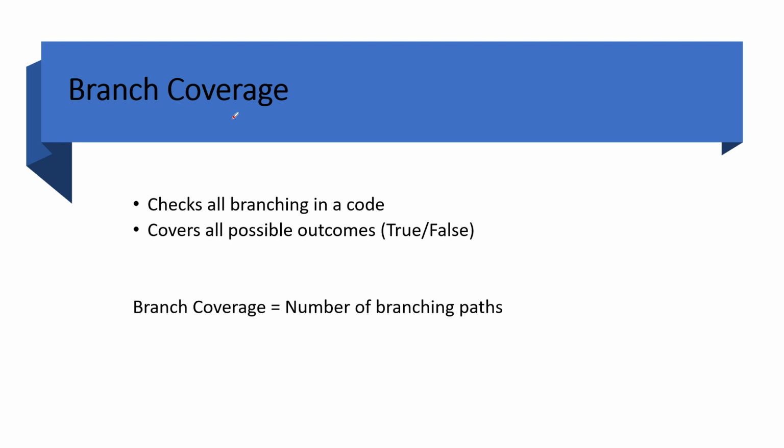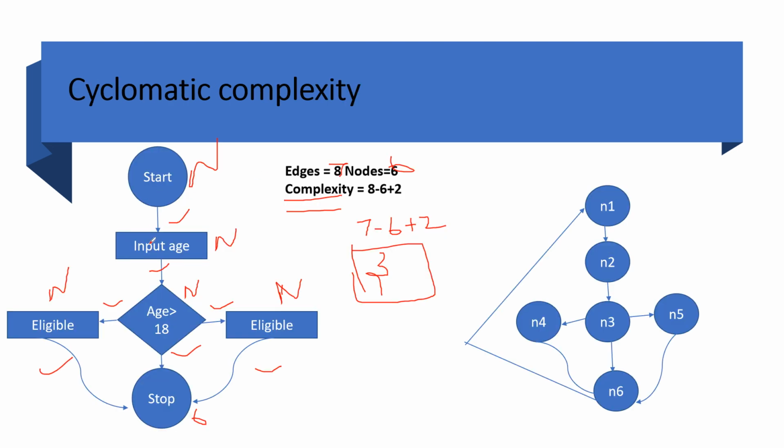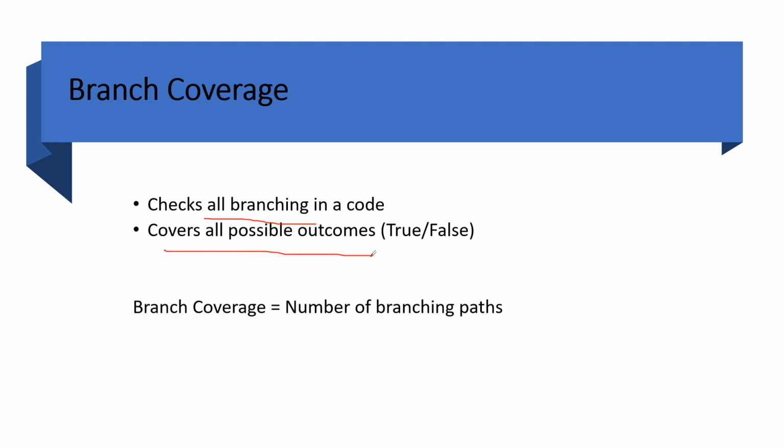So next is branch coverage. Branch coverage is going to check all the branches in the code. It covers all possible outcomes, true or false. If you see here, this is a branch: from here it goes to here. This is another branch. So we have two. Whether it is true or false, you have to get the total number of branches in your code. That is called branch coverage, the number of branching paths.